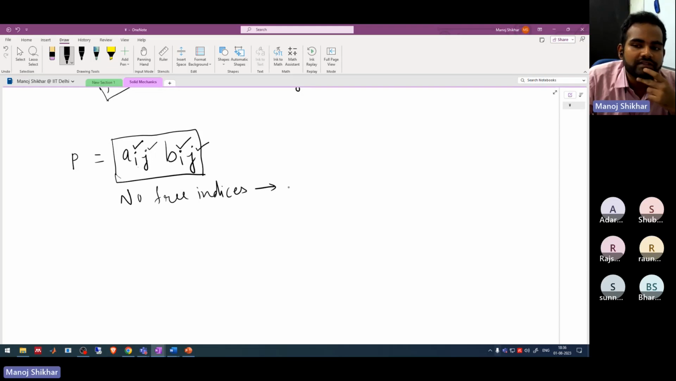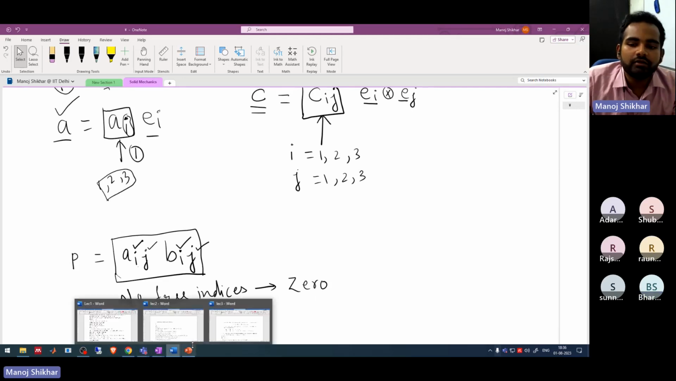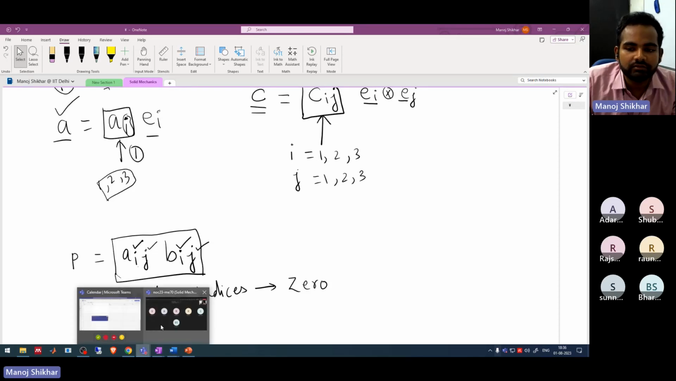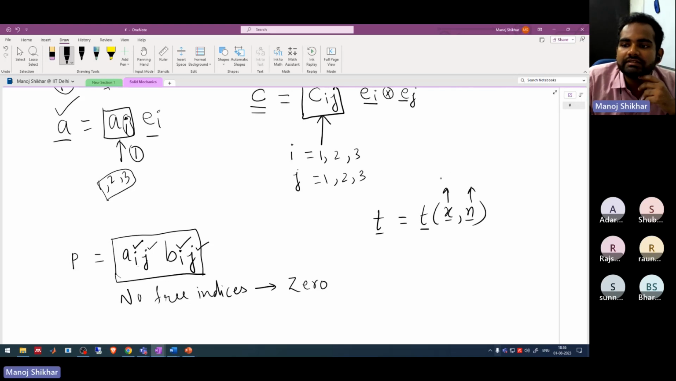So what should be the order of tensor here? Bhardwaj, can you reply? 0. So depending upon how many free indices we have, we decide the order of tensor. It is independent of how many variables we need. So essentially, when we write T as T equal to x comma n, x is a variable, n is a variable, right? This does not decide. These are variables. These are not indices.